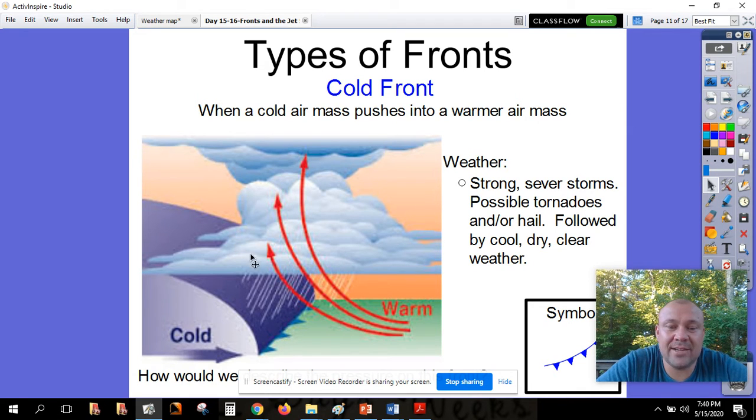So if you look on the diagram or the picture here, you can see there's this big mass of cold air and it is moving. And on this leading edge, we call that a front. And in this case, because it's cold air moving, we call it a cold front.